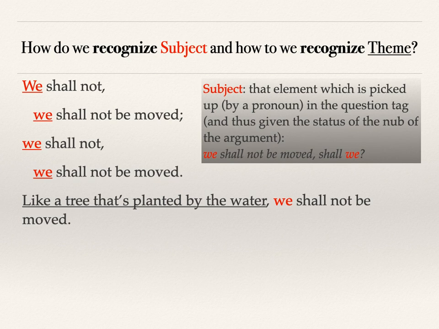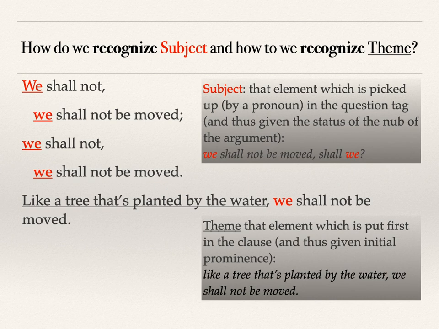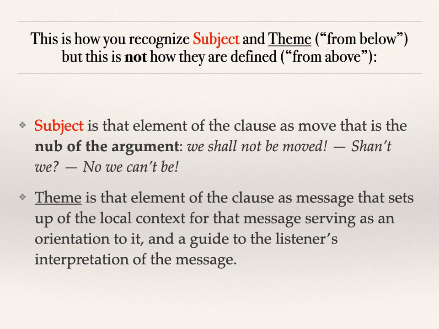In contrast, how do you recognize a theme? Well, the theme you recognize is that element which is put first in the clause. And that means that it's given initial prominence. Like a tree that's planted by the water, we shall not be moved. So this is how you recognize subject and theme from below when you analyze or parse clauses. But they're not defined in this way. The definition, because we're approaching this functionally, we're looking at language as a resource, comes from above.